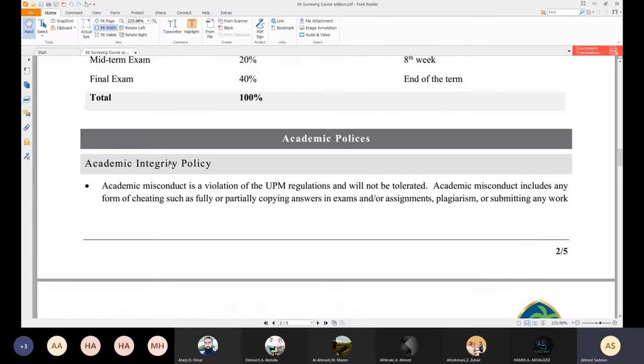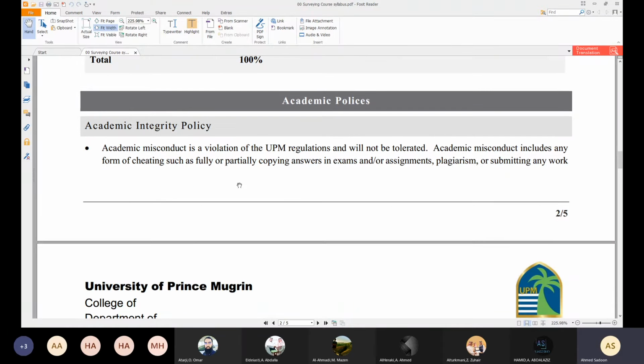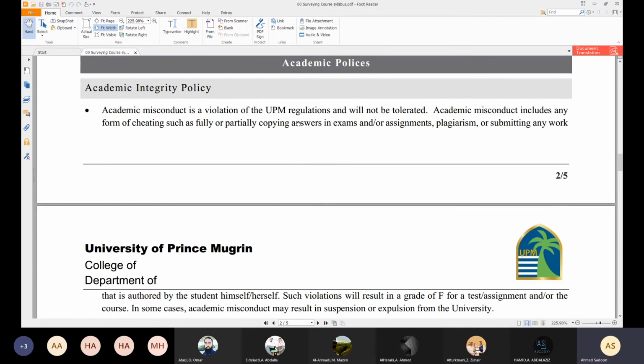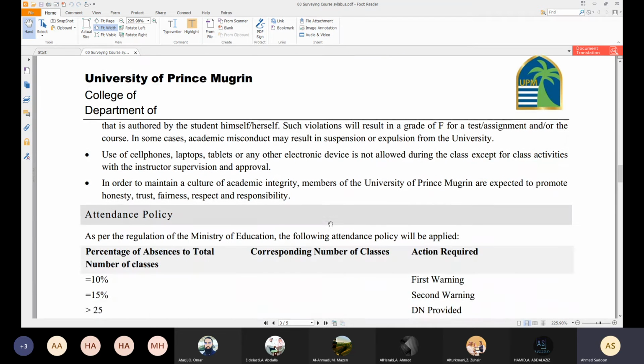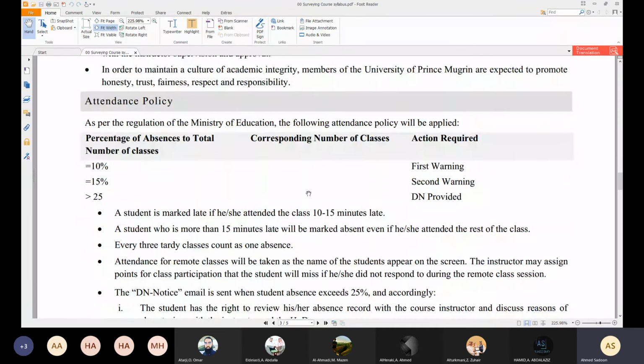Here we have the academic integrity policy. This is going to be repeated for all the courses. So make sure that you read all of this. Please go through all of this. Okay, you are familiar with the first warning, second warning, and DN.